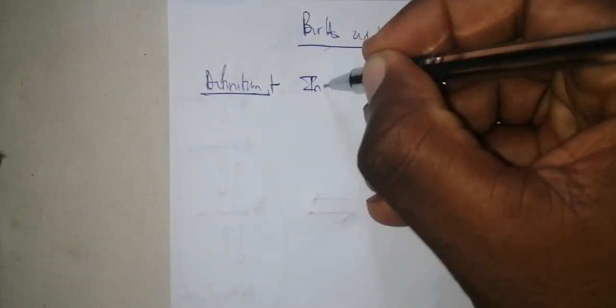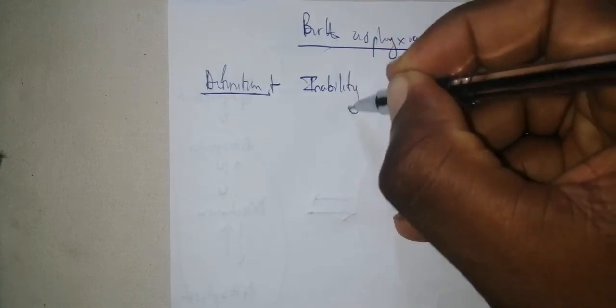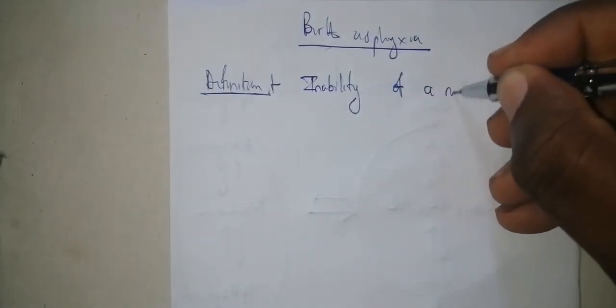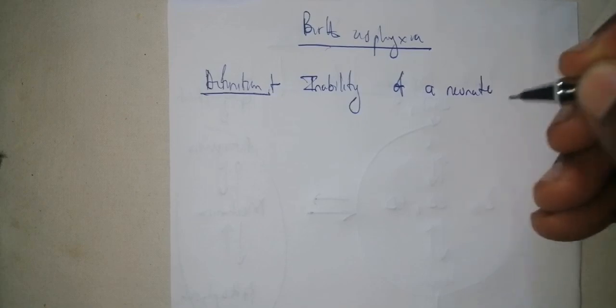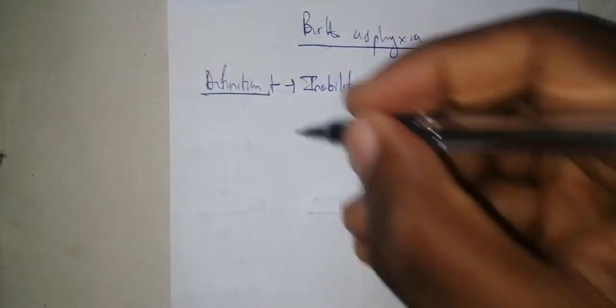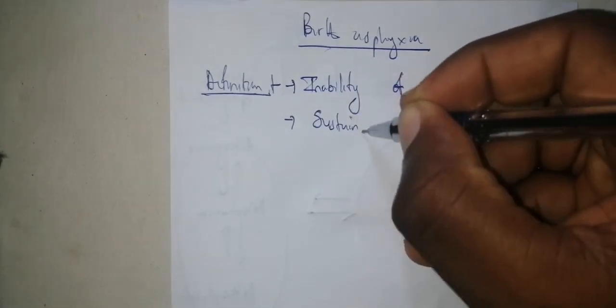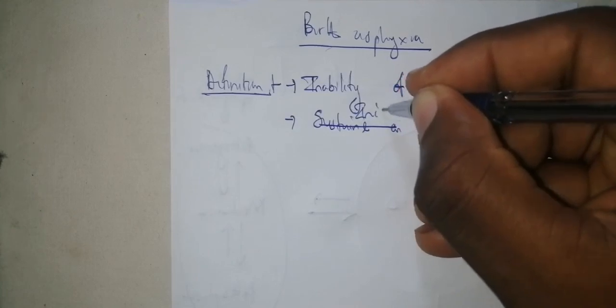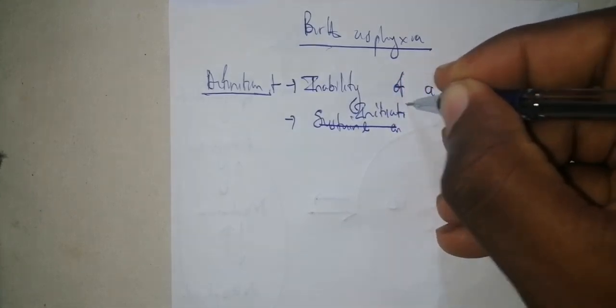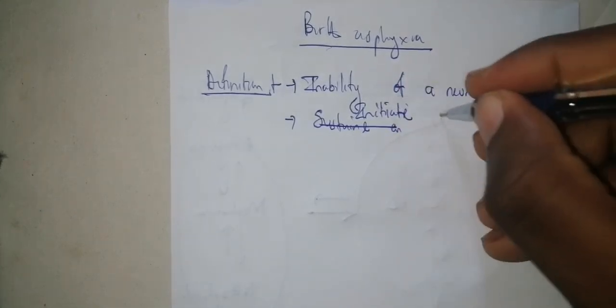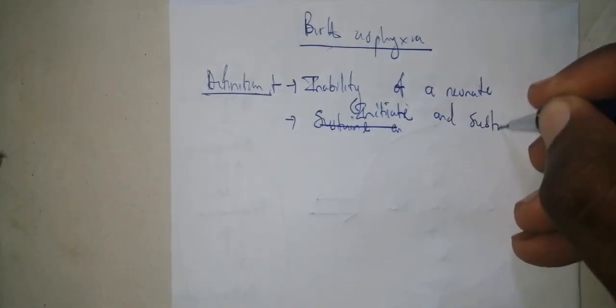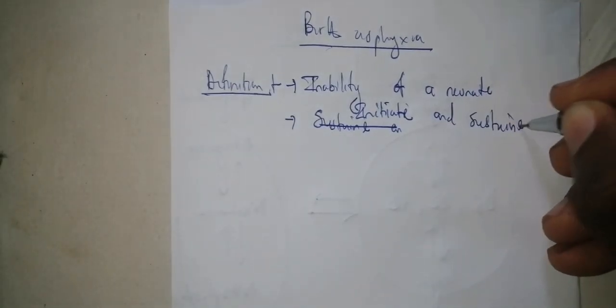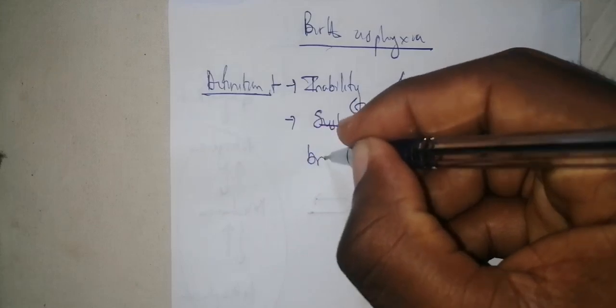Birth asphyxia is referred to as the inability of a neonate. That's the first point. The second point is to sustain: inability of a neonate to sustain and to initiate. We first start by initiating. Is it clear? Inability of a neonate to initiate and sustain breathing.